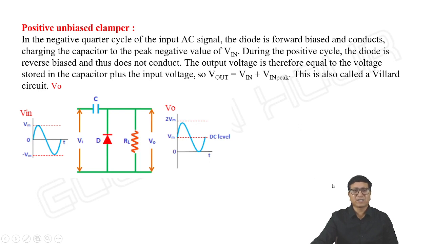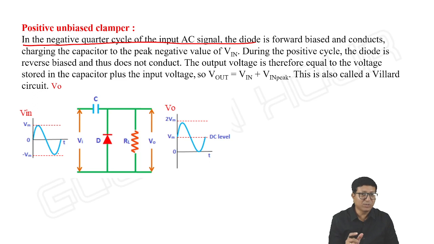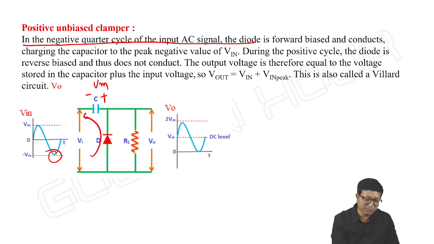In the negative quarter cycle of the input AC signal, the diode is forward biased and conducts, charging the capacitor to a peak negative value of V. I will clearly explain all those things. During the negative quarter cycle of the input, the diode conducts and the capacitor will charge up to minus Vm. If the diode conducts, the current will flow like this, meaning the polarities of the voltage across the capacitor should be like this. That's why the capacitor will charge up to negative peak.